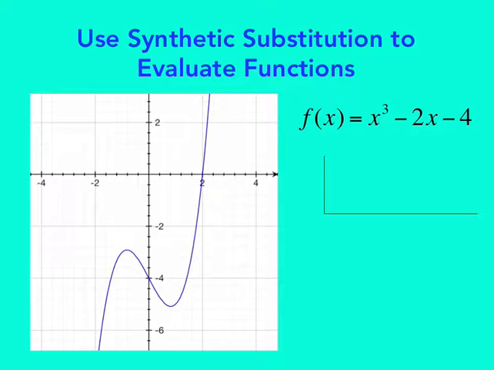coefficients of each term. 1 times x to the third plus 0 times x squared minus 2x minus 4, and I'll put my negative 1 outside the bracket.